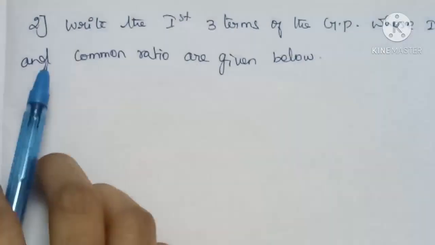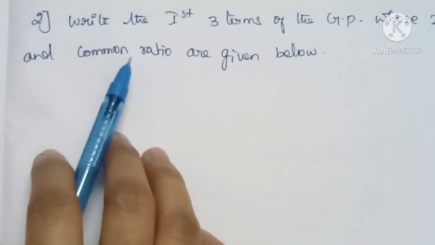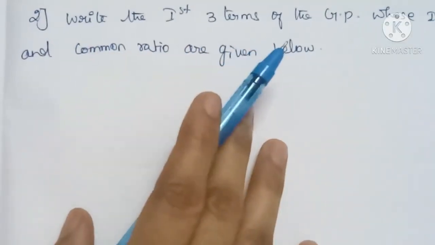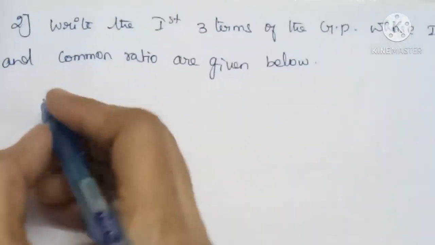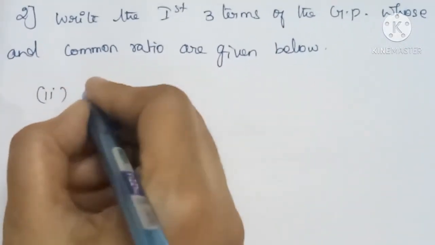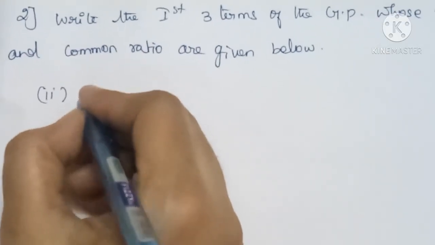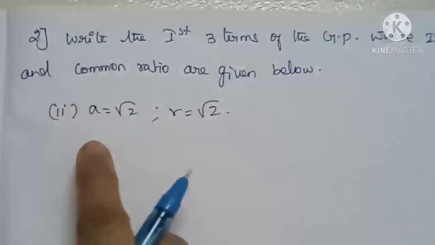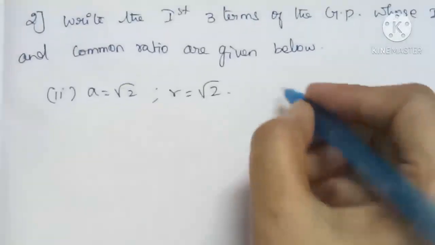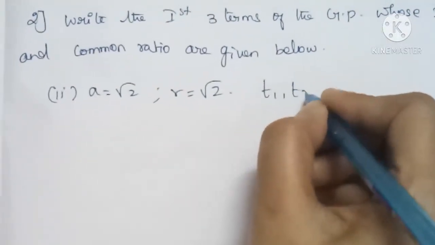Now next, question number 2 from exercise 2.9. Write the first 3 terms of the GP whose first term and common ratio are given below. Now I am going to solve subdivision 2. A is equal to √2 and R is equal to √2. They have given the value of A and R. They asked to find the first 3 terms, which is T1, T2 and T3.